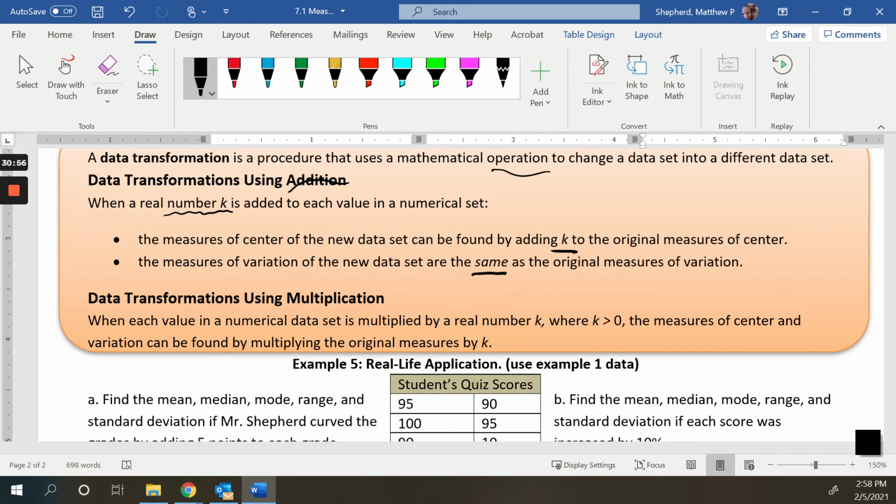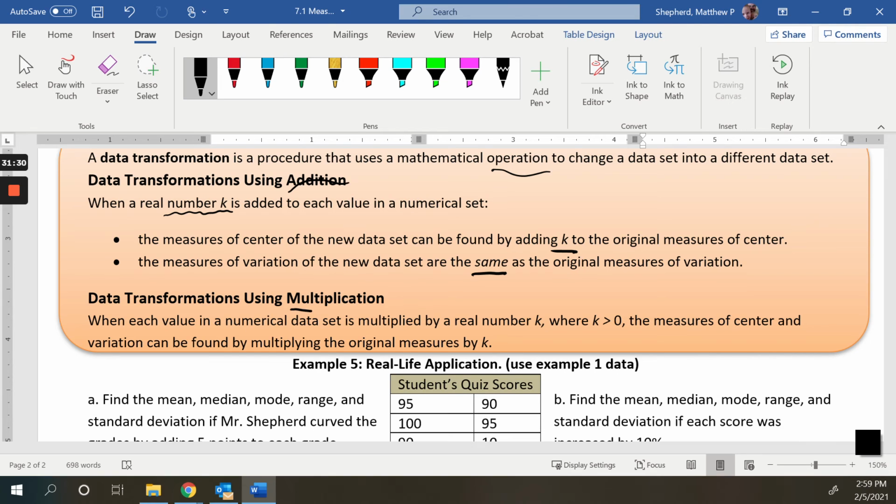We did not change the variation by adding a number everywhere. We moved all the numbers up, but variation is a measure of how spread out they are. We didn't make one student further apart than another. A student who scored 1 point higher than the kid next to him still has scored 1 point higher after we add the 20 points to everyone. So the variation has not changed. Those numbers will stay exactly the same.